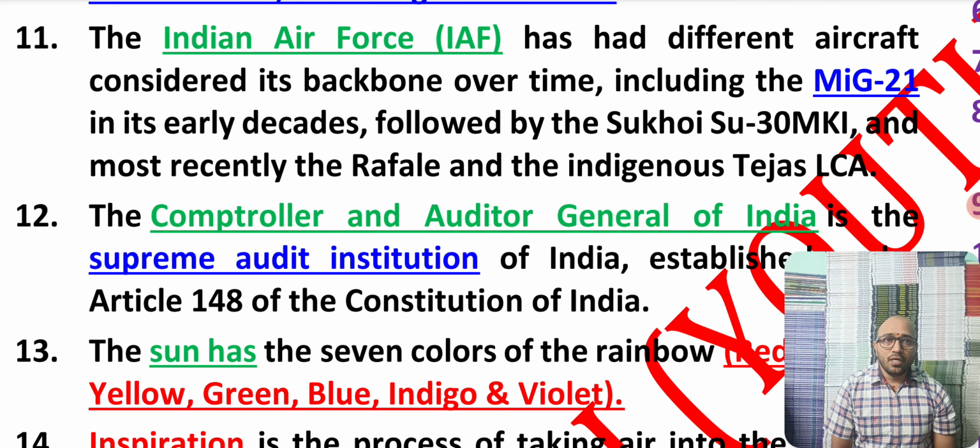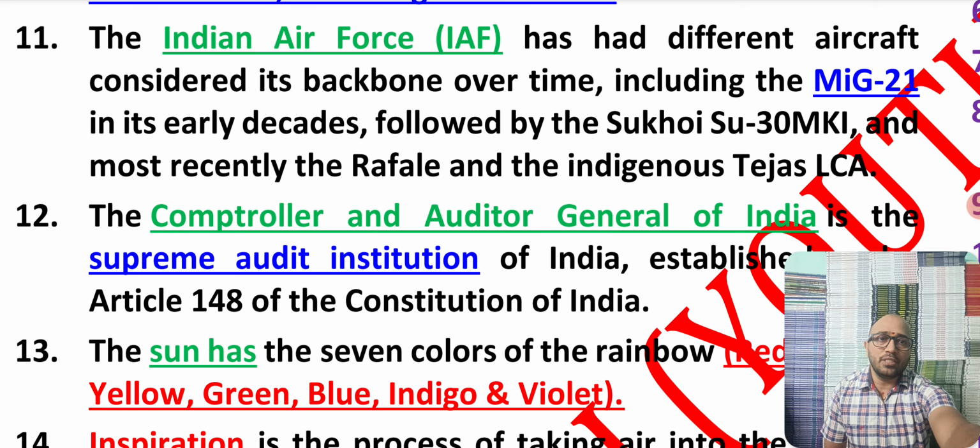The Indian Air Force has different aircraft. Among them, we can say the backbone of the Indian Air Force is the MiG-21, followed by the Sukhoi, Rafale and Tejas. LCA means light combat aircraft. Every force has some backbone. For example, in the Navy we have aircraft carriers as the backbone. So for every force there is some important major role you can mention.